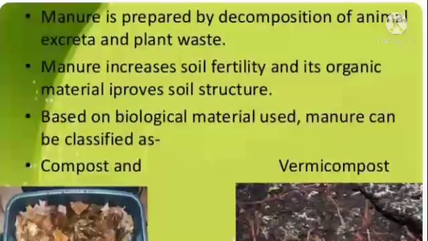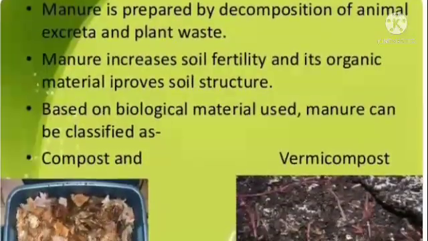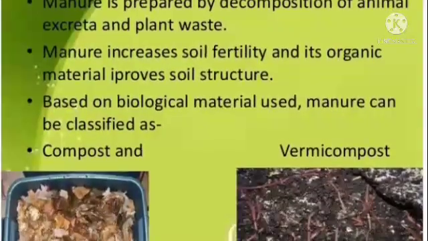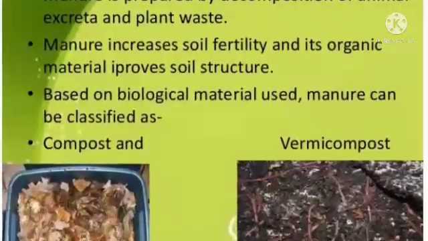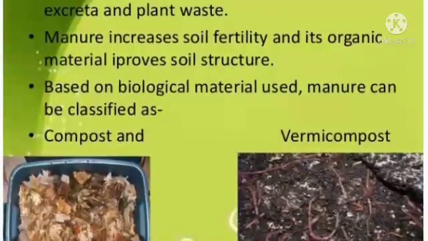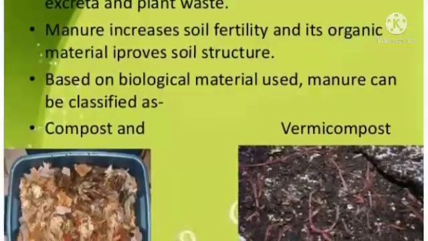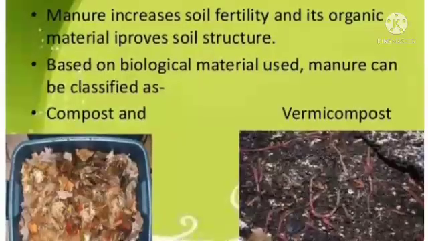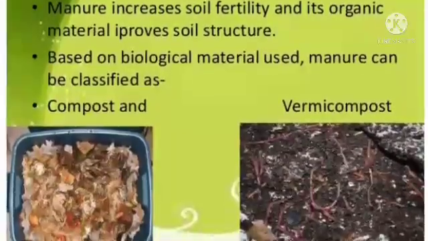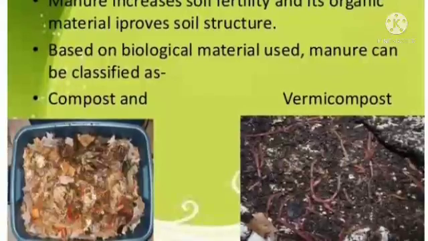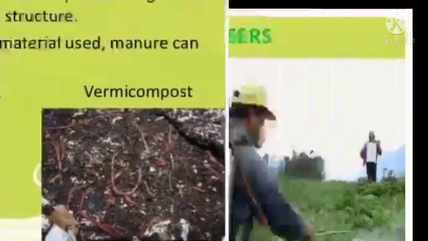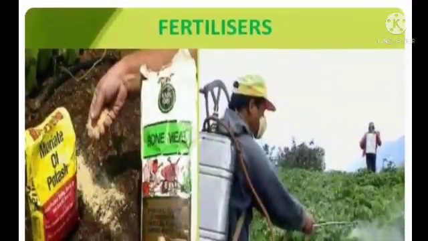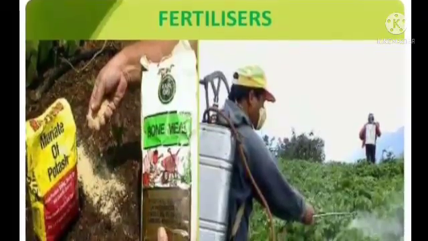Manure. Manure is prepared by decomposition of animal excreta and plant waste. Manure increases soil fertility and its organic material improves soil structure. Based on biological material used, manure can be classified as compost and vermicompost. Here is a picture showing fertilizers.